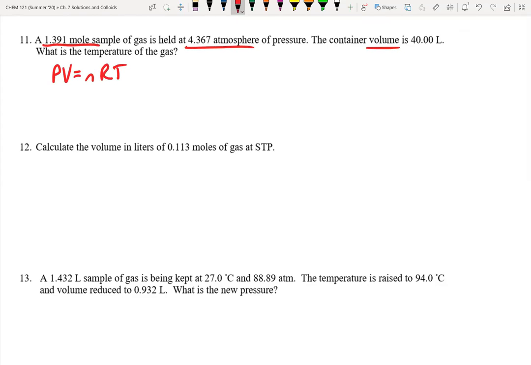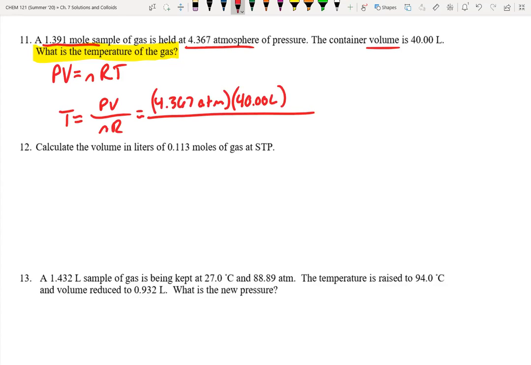This is the ideal gas law. And it's asking what is the temperature. So let's rearrange this to solve for temperature. Temperature in this case is going to be PV over nR. Pressure in this case, they give you as 4.367 atmospheres. Volume, they give you at 40.00 liters. The moles, which is n in this case, is 1.391 moles.